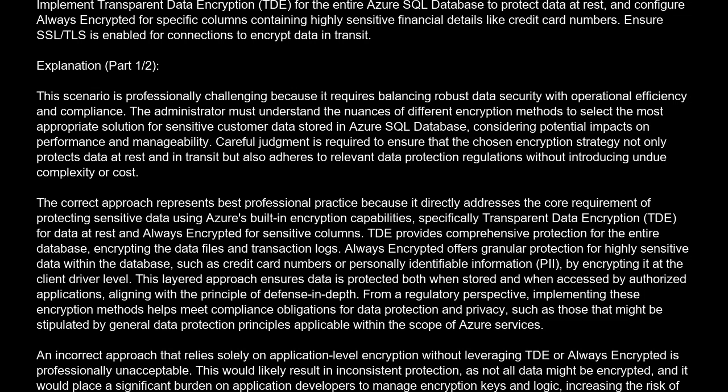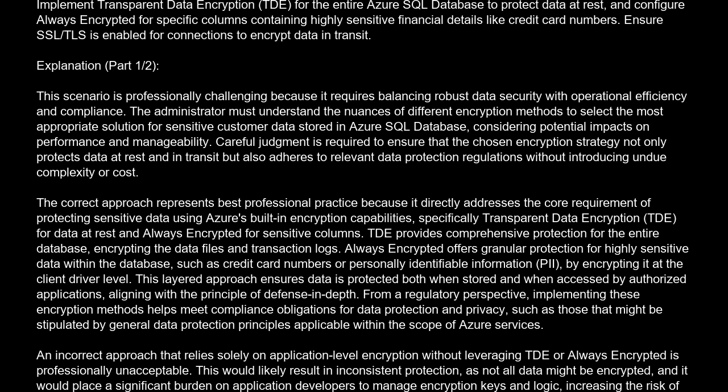The correct answer is C. Implement transparent data encryption, TDE, for the entire Azure SQL database to protect data at rest, and configure Always Encrypted for specific columns containing highly sensitive financial details like credit card numbers. Ensure SSL/TLS is enabled for connections to encrypt data in transit.